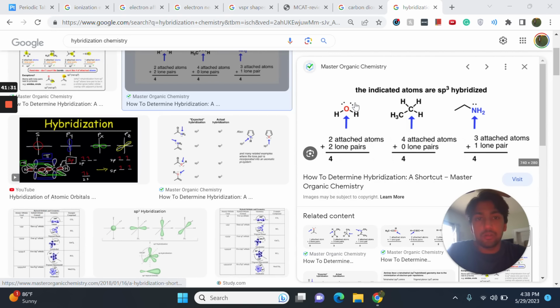So here you see 2 lone pairs and 2 attached atoms, so that's sp3 because there's 4. You can look at 2 different groups, that's 4. You can look at 1 lone pair, 1 bond, and then 2 bonds here. So there are 3 attached atoms and 1 lone pair, so 4. These are all sp3 hybridized. Okay.